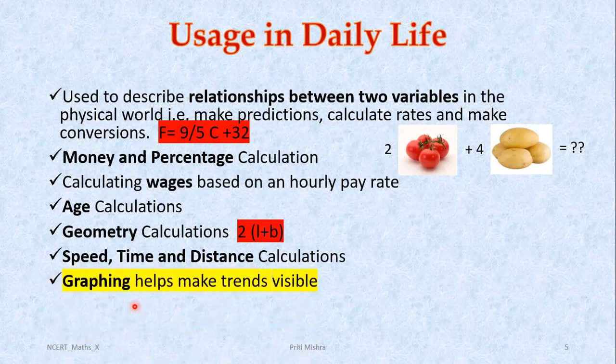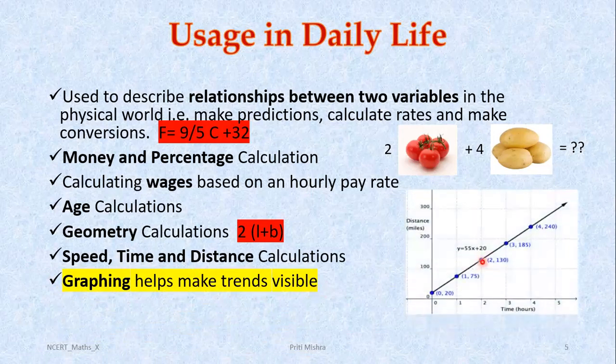Then in graphing, graphing helps make trends visible. Actually, these equations on a graph provide us a straight line, right? And with the help of these graphs, anyone can understand the actual value, because graphs make data easy to understand and eliminate language and literacy barriers. Visuals are more effective than text.